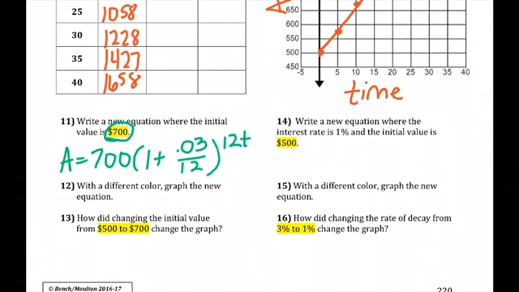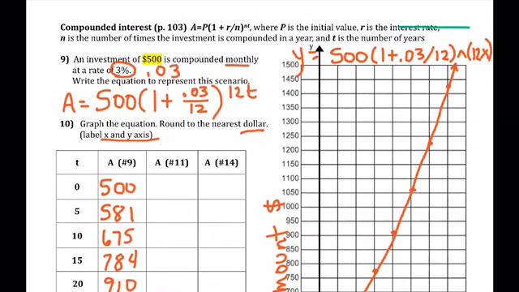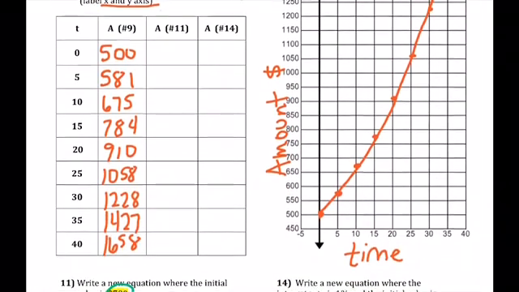When you go and put it in your calculator, you should be able to go back to what you put in your calculator in the y equals menu right there. And you should just be able to replace the 500 with a 700. Everything else should be the same. You also shouldn't have to change your table.